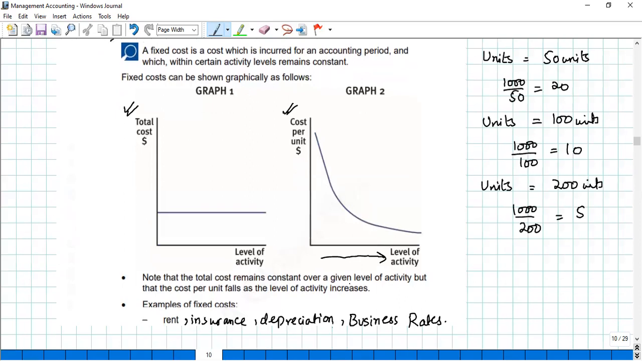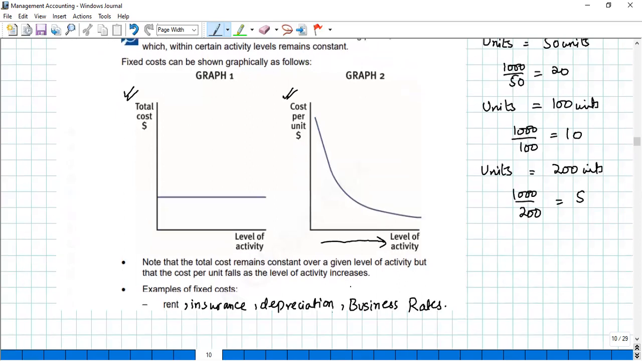Now, there are many examples of fixed cost, like rent is a fixed cost, insurance is a fixed cost, depreciation is a fixed cost, the business rates are fixed costs, a salary is also a fixed cost. Okay, so fixed cost is a cost that is fixed in nature. It does not depend upon the level of activity.